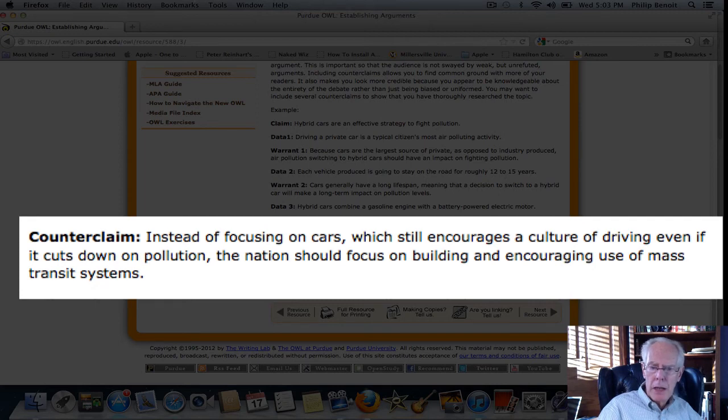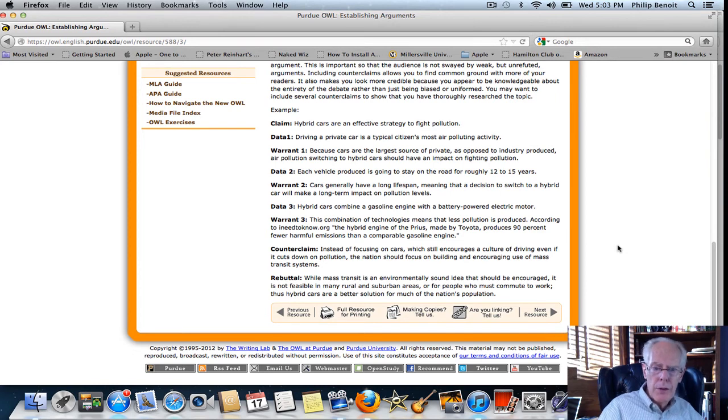So this is a claim that might be used to say your claim that hybrid cars are an effective way to fight pollution is not valid, because instead of focusing on cars, we should focus on the culture of driving. The nation should, not the culture of driving, we should focus on building and encouraging the use of mass transit systems. In other words, alter the culture. That would solve the problem better than coming up with a lot of hybrid cars all of a sudden. Less driving. Okay, why is that not a good claim to counter your claim about hybrid cars?